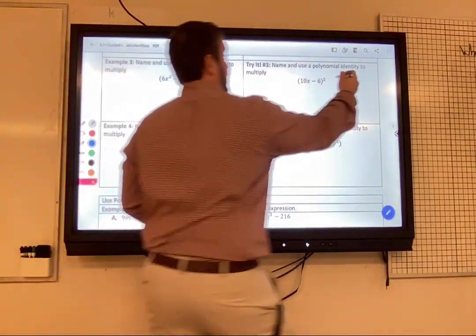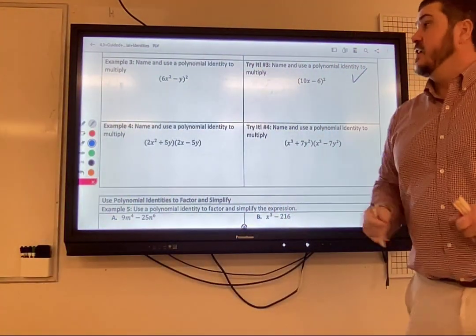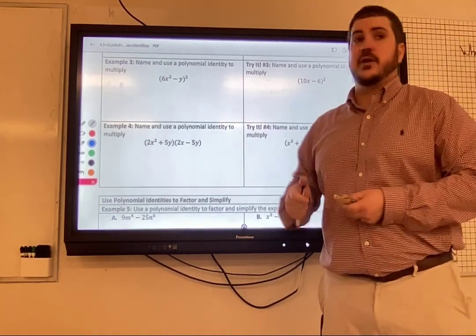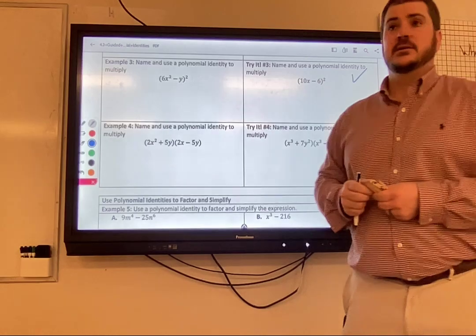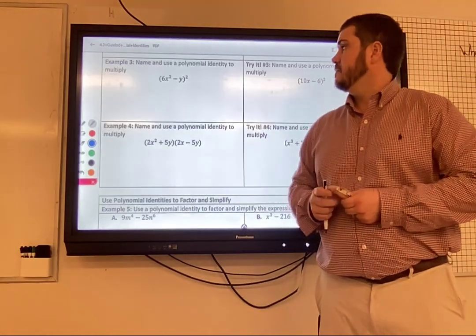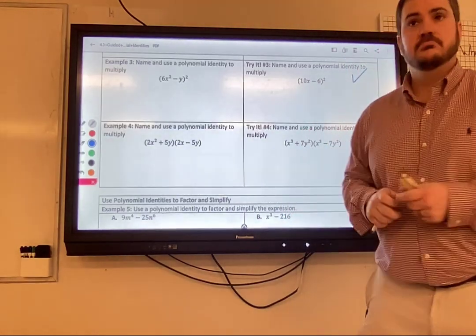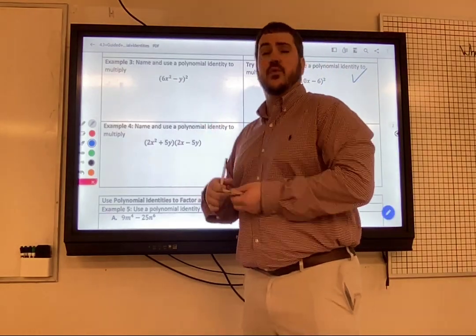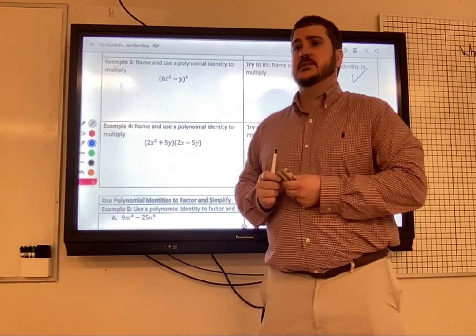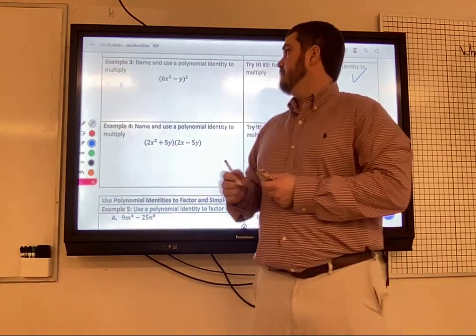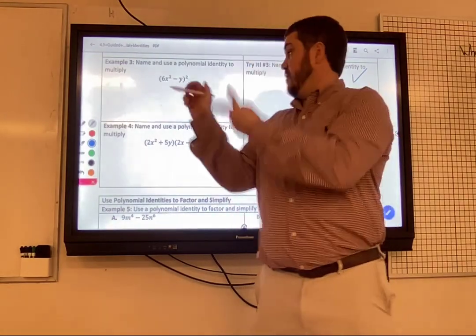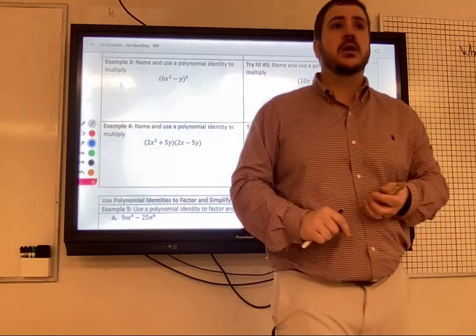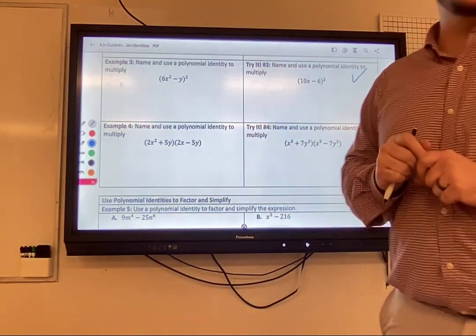Guys, I'm going to leave try it 3. I'm not going to go over it. Look at example 3. What's the only difference in example 3 and the one we just did? There's no exponent with a y. What's the bigger difference? There's no number in front of it. I agree, Landry. You said there's a 1 and it didn't have an exponent. I agree. And it's subtraction. That's the key, guys.